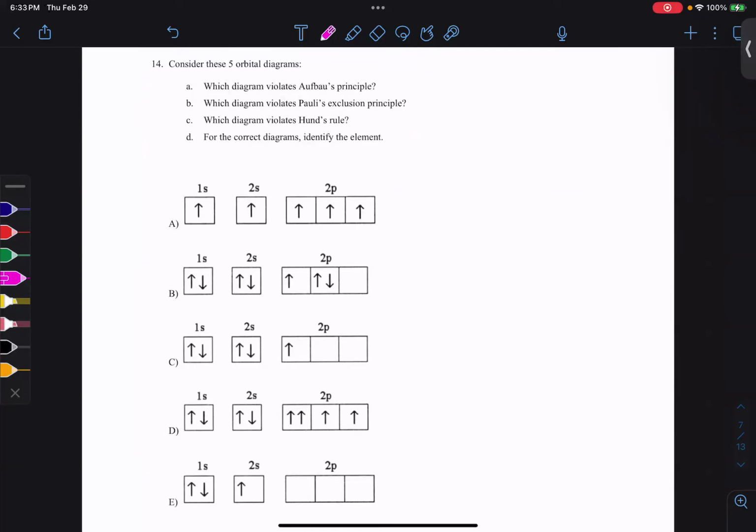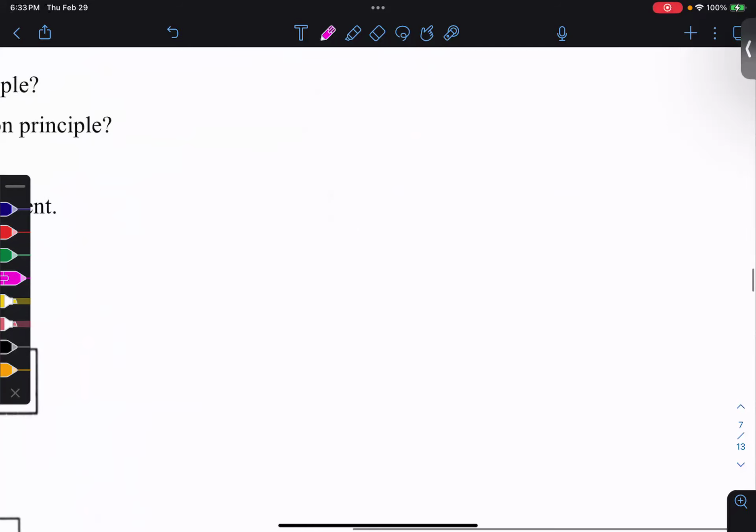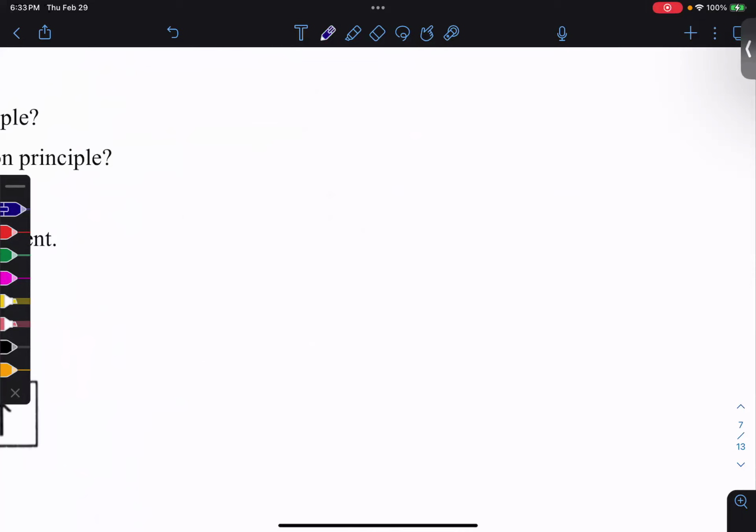Okay. I don't want to do this question, so I'm going to write a new question. Okay, I'm going to give you a set of quantum numbers, and you're going to tell me if it's allowed.